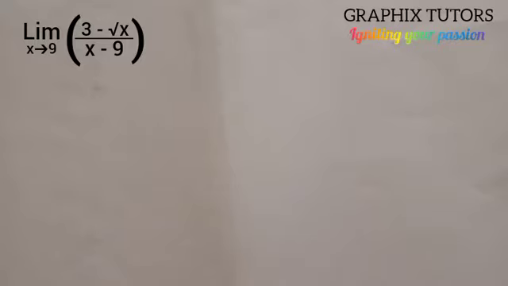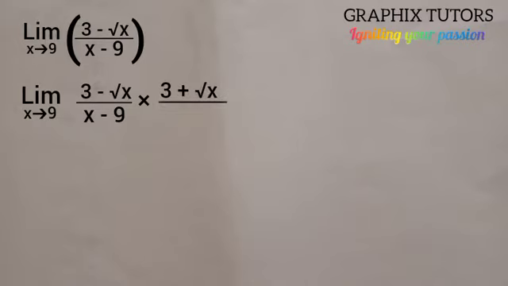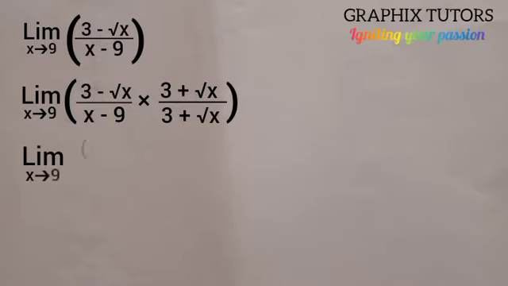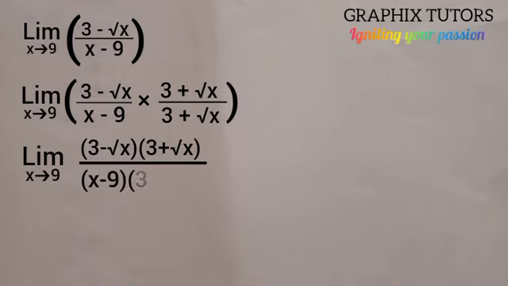So this is what you're going to have: the limit as x tends to 9 of (3 minus root x) divided by (x minus 9). You now multiply it by (3 plus root x) all over (3 plus root x). Right? So this is what we're having here. Now if you write this, you'll have the limit as x tends to 9 of (3 minus root x) in brackets, multiplied by (3 plus root x) in brackets, all divided by (x minus 9) in brackets, multiplied by (3 plus root x) in brackets.